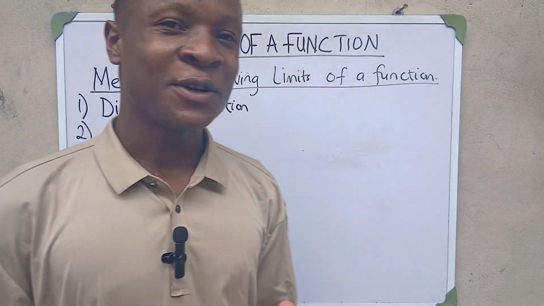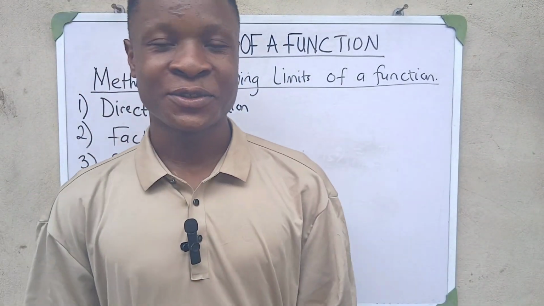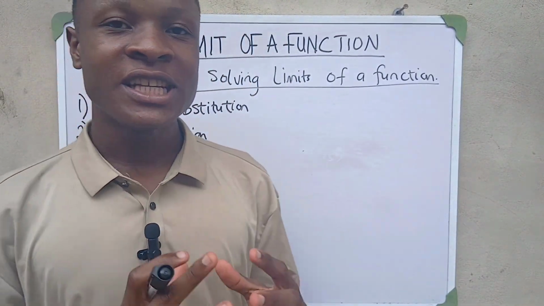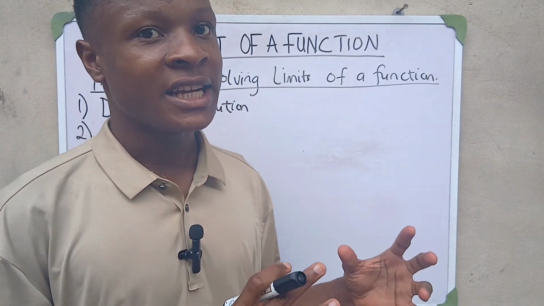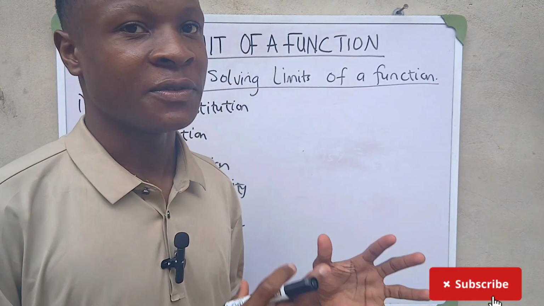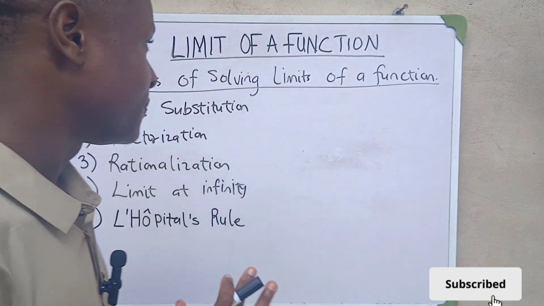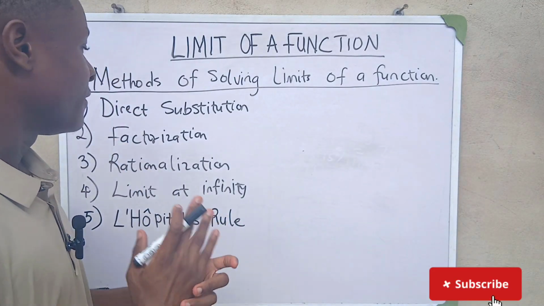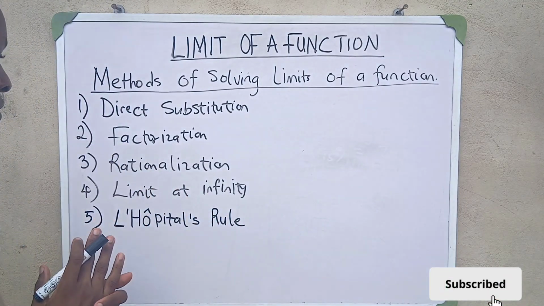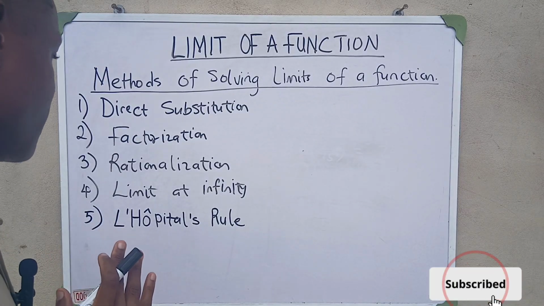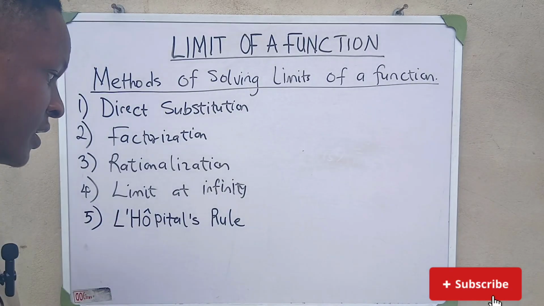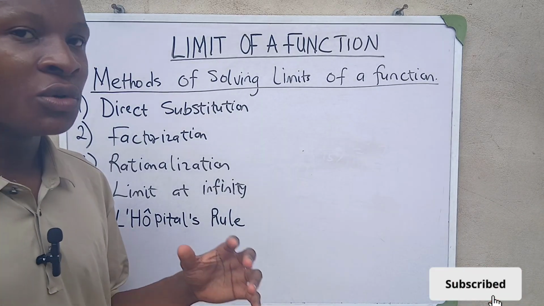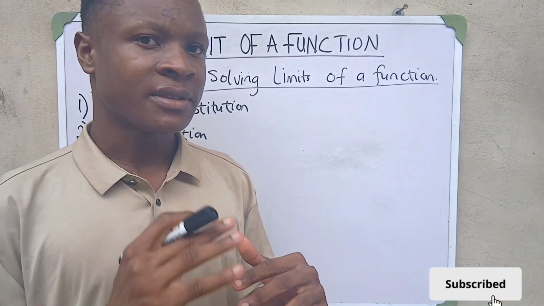If you are finding it difficult understanding limits of a function, you've come to the right video. In today's video, I'll be giving you an easier explanation to understanding limits of a function. Now let's start. We have about 5 methods of solving limits of a function. The first one we have is direct substitution, factorization, rationalization, limits at infinity, and the L'Hopital's rule. So we are going to be solving them step by step.